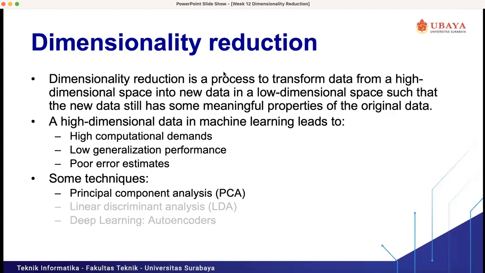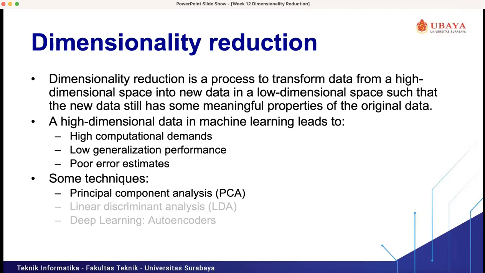Okay. Dimensionality reduction is a process to transform data from a high dimensional space into new data in a low dimensional space, such that the new data still has some meaningful properties of the original data. High dimensional data in machine learning leads to high computational demands, and it also has low generalization performance and poor error estimates.